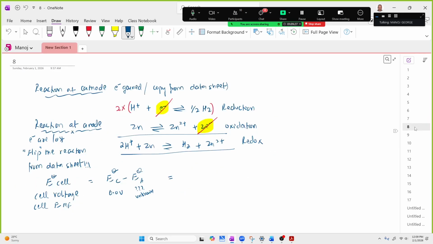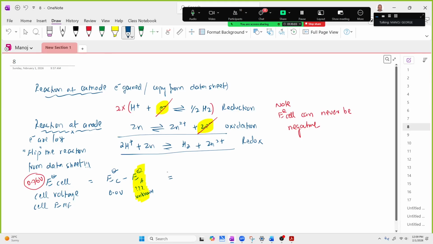So what you will see in the lab is that this E cell is already given as 0.76 V. Cell voltage can never be negative. Note, cell voltage can never be negative. So my voltmeter has given me 0.76. All I have to do is figure this value out.